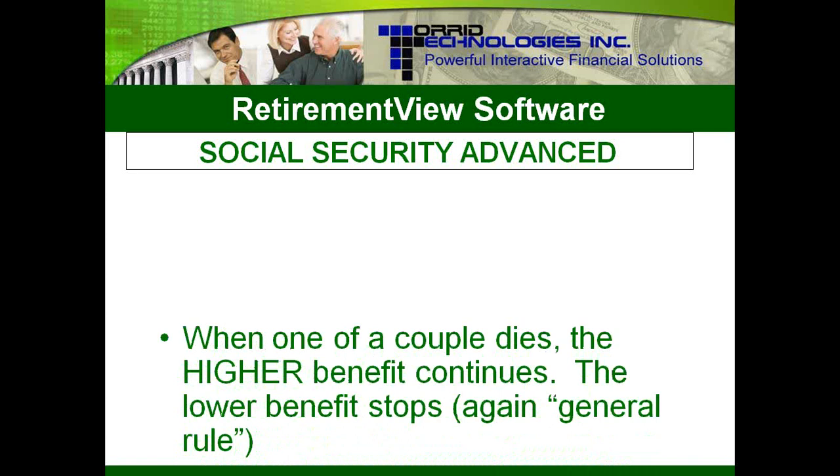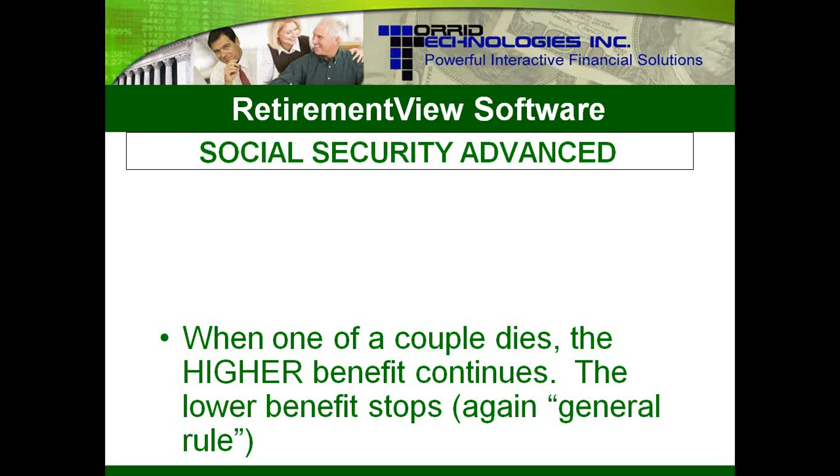When one person of a couple dies, two people are married, one of them dies, the higher benefit generally continues, and the lower benefit usually stops. Okay, that's just a general rule. There's a lot of legal rules and exceptions to all these Social Security things, and I'm not getting into that, but just as a general rule, that's one to keep in mind.